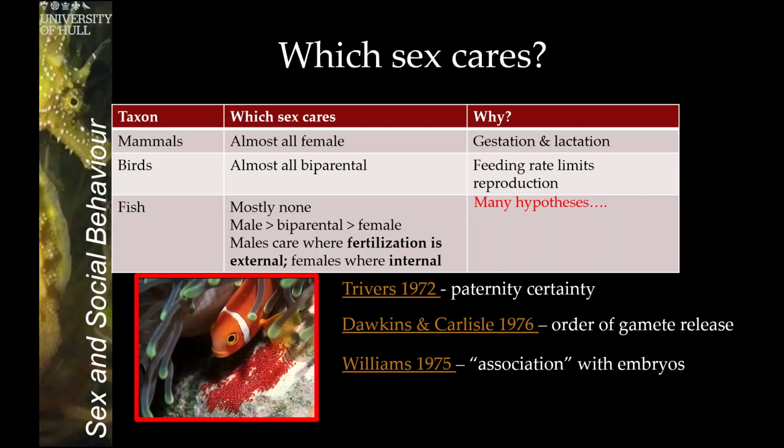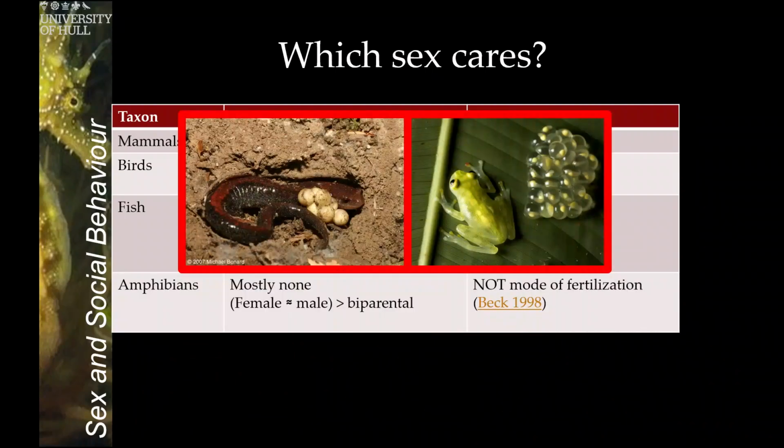George Williams, whom we met before, suggested that it's more to do with who's associated with the embryos. If a male is territorial and the eggs are laid on his territory, then he's more likely to be in association with the embryos and more likely to care. Another author suggested that it's more to do with paternity protection. So males in external fertilising species are selected to stick around at the site of fertilisation in case anyone comes along and tries to sneakily fertilise some of those eggs. So there are loads of hypotheses about why that should be.